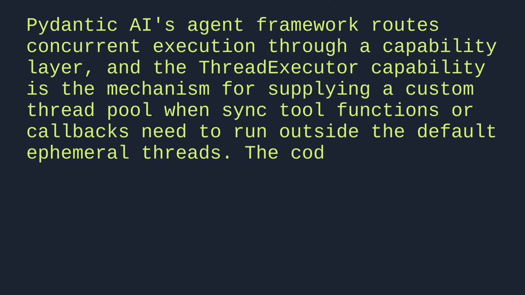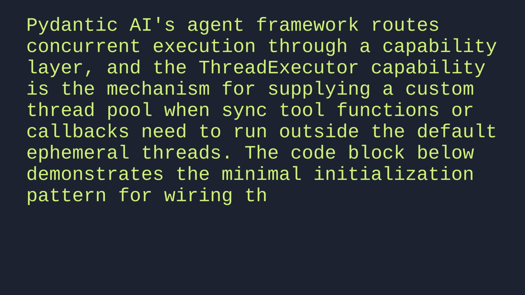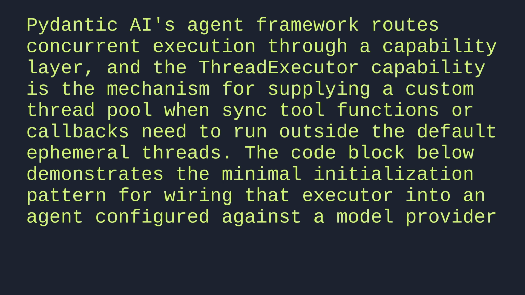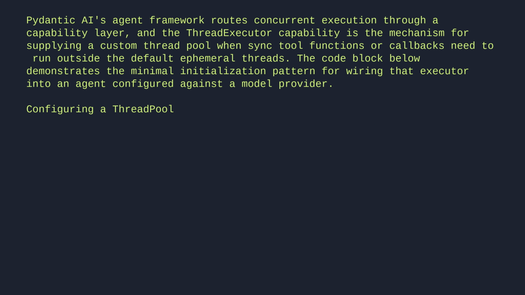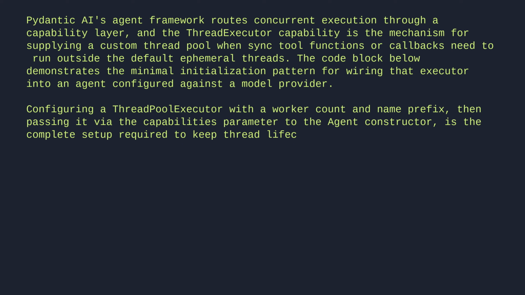The code block below demonstrates the minimal initialization pattern for wiring that executor into an agent configured against a model provider. Configuring a ThreadPoolExecutor with a worker count and name prefix, then passing it via the capabilities parameter to the agent constructor, is the complete setup required to keep thread lifecycle management under explicit application control in long-running servers.